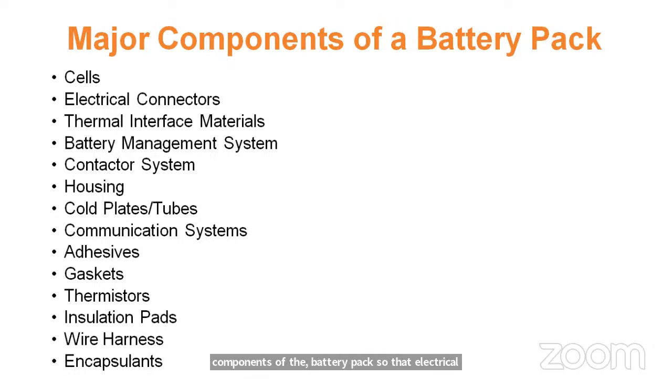Wire harness is, once we collect all the charge, once we collect all the current from each and every cell, then we have a wire harness which carries the current to the motor to run your vehicle. Correct?